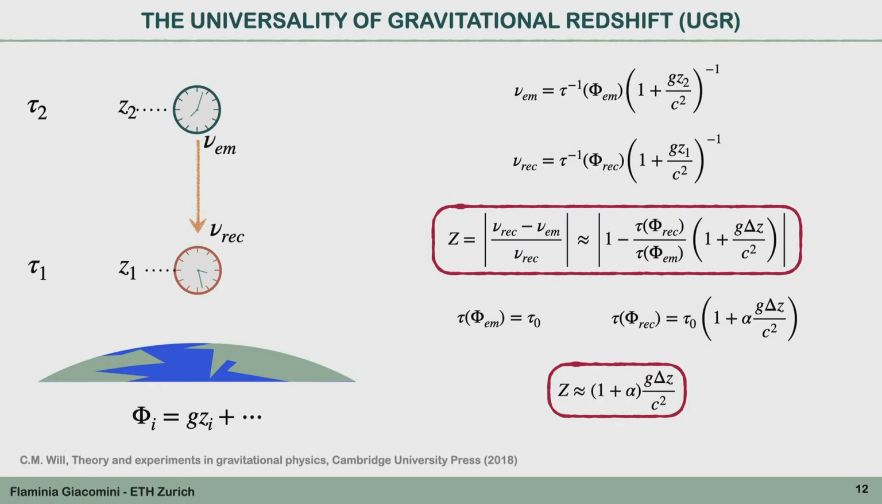So if I plug everything inside and expand to first order, I finally find that Z has this form, where alpha is my violation parameter. So now alpha quantifies how much the equivalence principle is violated.